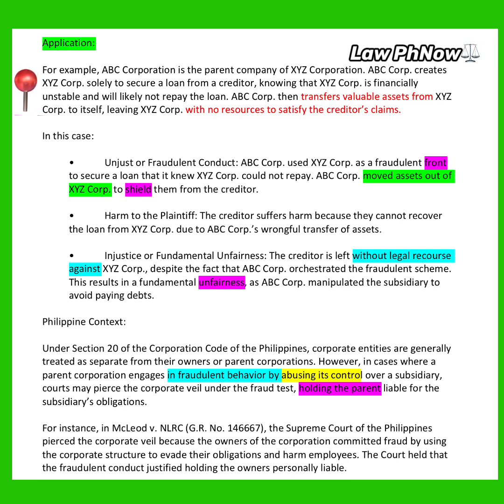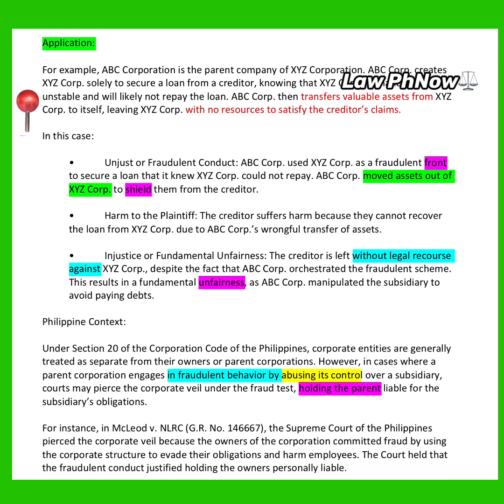Philippine context. Under Section 20 of the Corporation Code of the Philippines, corporate entities are generally treated as separate from their owners or parent corporations. However, in cases where a parent corporation engages in fraudulent behavior by abusing its control over a subsidiary, courts may pierce the corporate veil under the fraud test, holding the parent liable for the subsidiary's obligations.